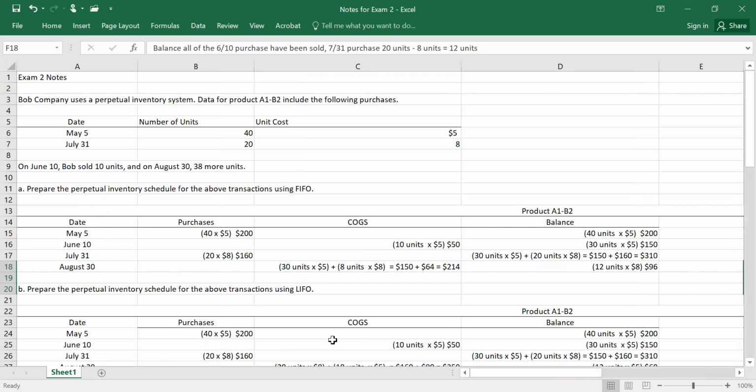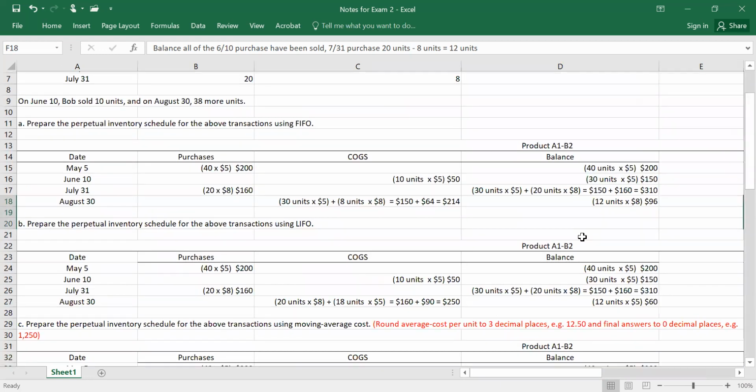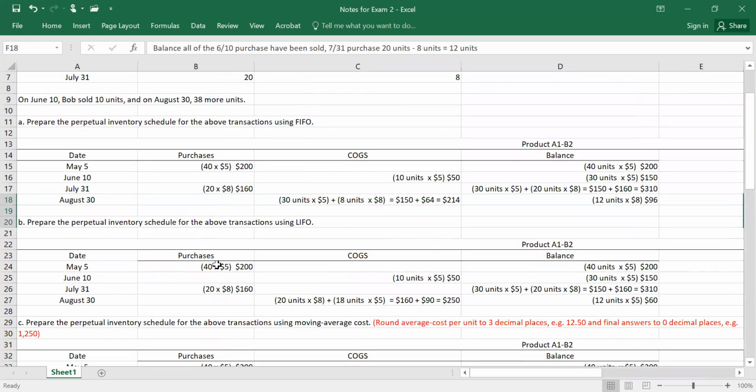Okay, now we're going to do the same thing, but under LIFO. Well, initially, everything's the same, right? We still have that May 5th purchase, which was 40 units at $5 per unit, which is 200. Sale on June 10th, where we sold 10 units. We only have one batch of inventory, so this is what we sold. So our cost of goods sold is the 10 units times $5, which is 50. Our ending inventory are the 30 units that are left, 40 units minus 10 units is 30 units at 5 per unit. So that's also 150.